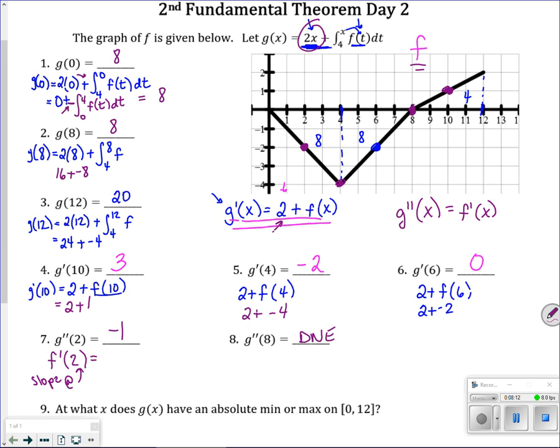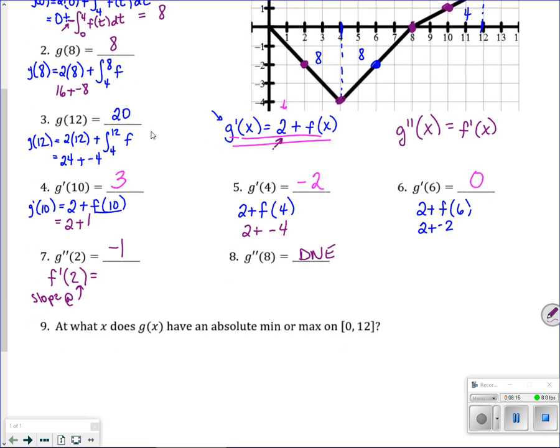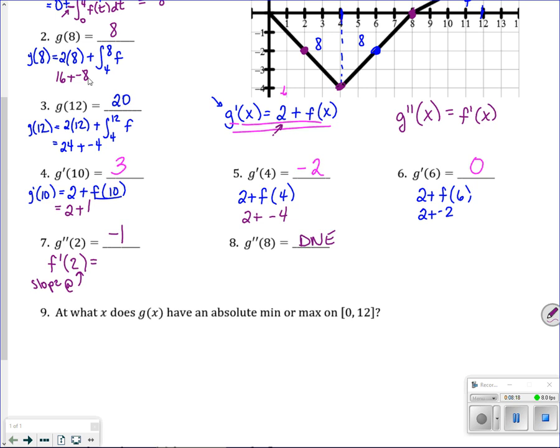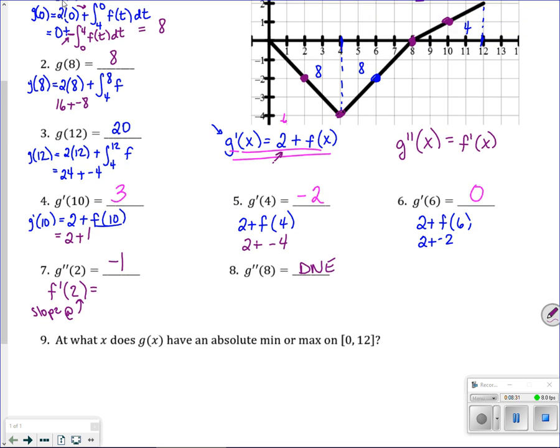Now number 9, oh, what a good one. At what x does g of x have an absolute min or absolute max on the interval 0 to 12? Okay, I'm going to erase all the things in my picture to clean up everything. So we're looking at a clean picture.